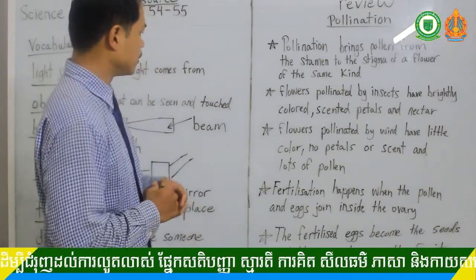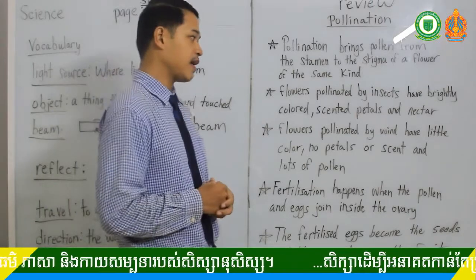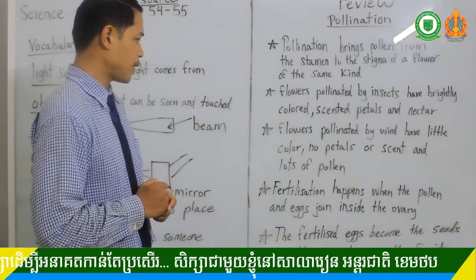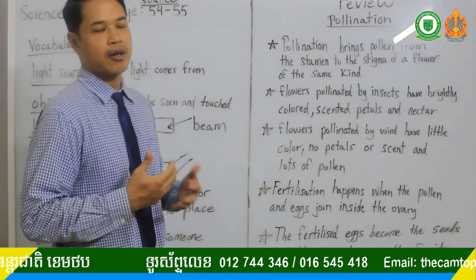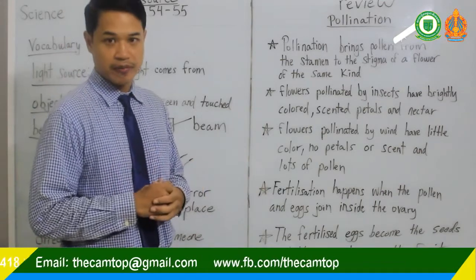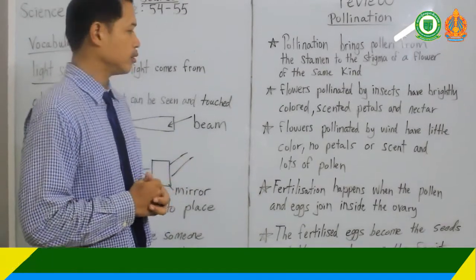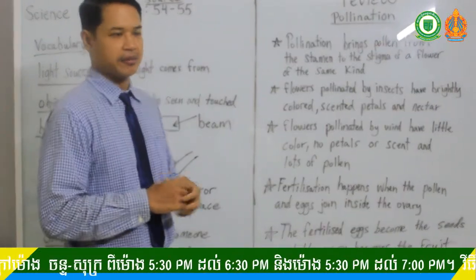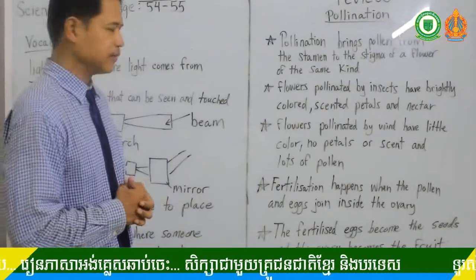So, next key point. Flowers pollinated by wind have little color, no petals or scent, and lots of pollen. So, flowers that are pollinated by wind, they're not as beautiful as flowers that are pollinated by insects. Okay, so they don't really have bright colors and don't have a good smell, right?